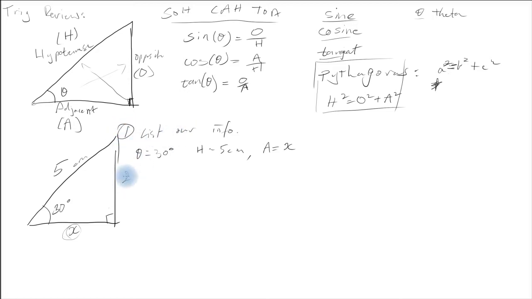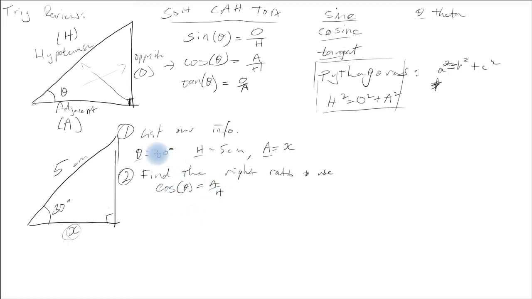Step 2 is find the right ratio to use. In this case, we look for the one that's got the angle, the hypotenuse, and the adjacent side. And we hopefully will come across the cosine one. It's got the angle, the adjacent, and the hypotenuse, the same three things we're looking for. So I'm going to use cosine of the angle equals the adjacent divided by hypotenuse.